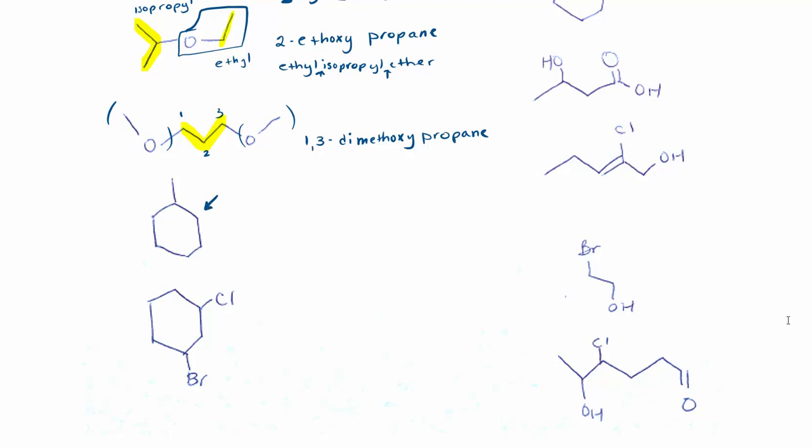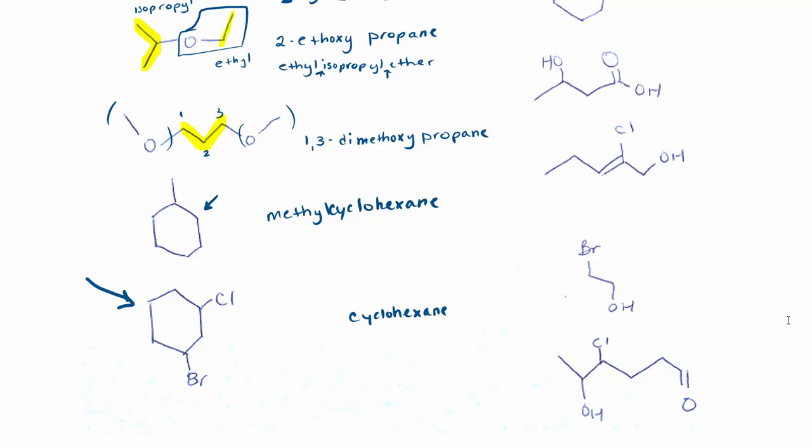So here we have a cyclohexane. And this cyclohexane has a methyl substituent. Now, because there is only one substituent, we don't really need to have a number there. If we had more than one substituent, we definitely need to have numbers. So this is cyclohexane, that is the parent chain.